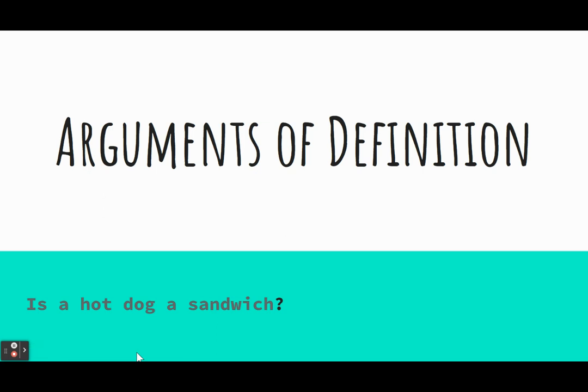Today, I want to talk about the definition essay. As you can see in the slide, it's called Arguments of Definition because, as I've said in class over and over and over, everything's an argument. The subtitle for the slide is "Is a hot dog a sandwich?" This is, of course, one of the key arguments essential to Western civilization. And it is, I think, an example of why a definition essay makes a lot of sense and why a definition essay is important.